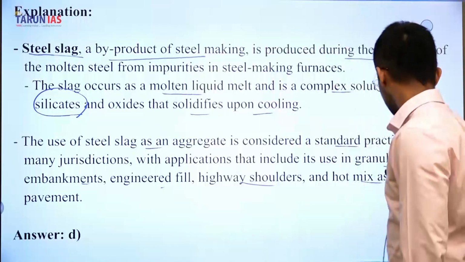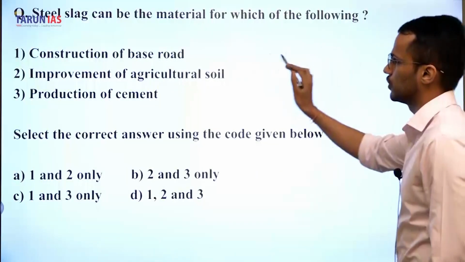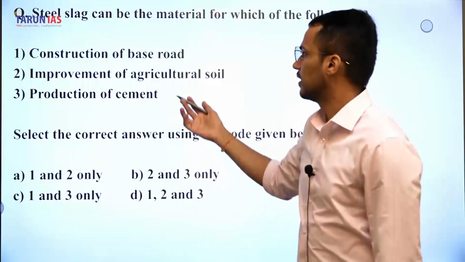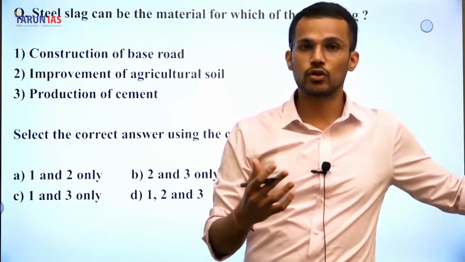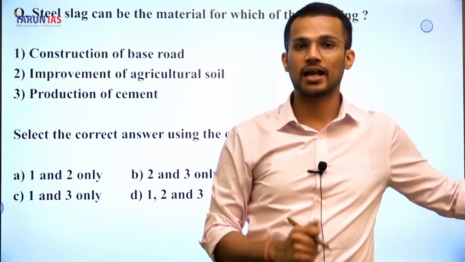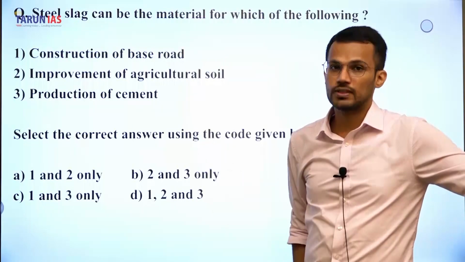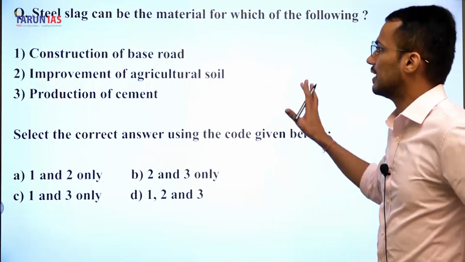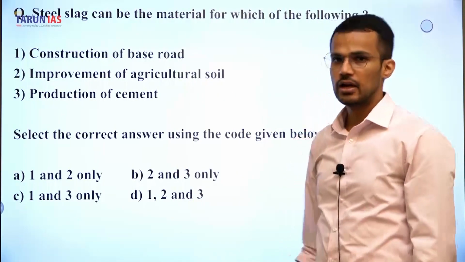And that's why it can be used in all the activities mentioned in this question: as a base for construction of road, as a material for the improvement of agricultural land, and finally production of cement. Right? So all these are the uses of steel slag, and hence the answer is D, all of the above.